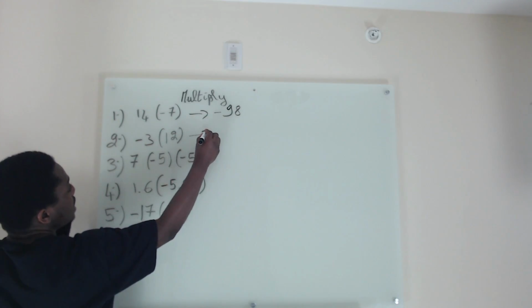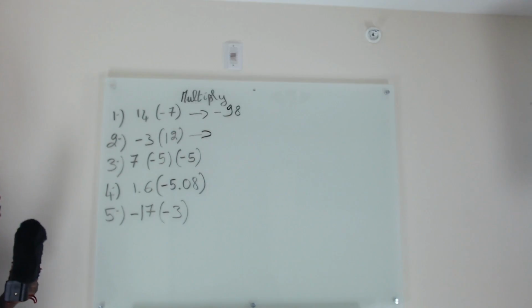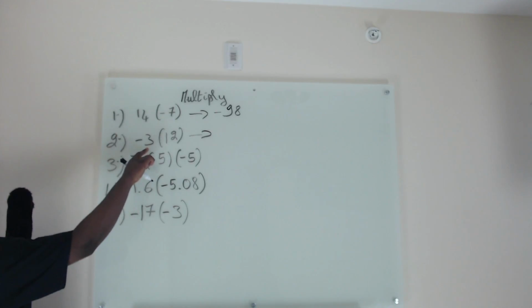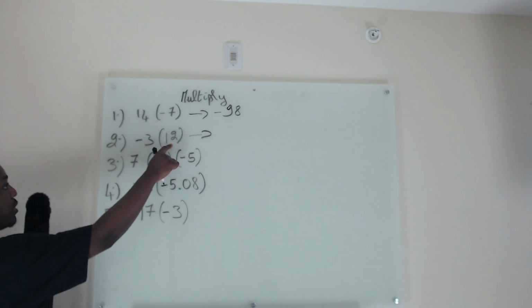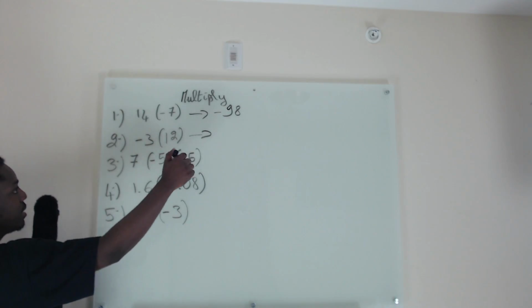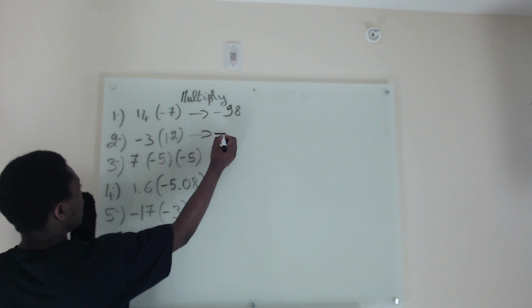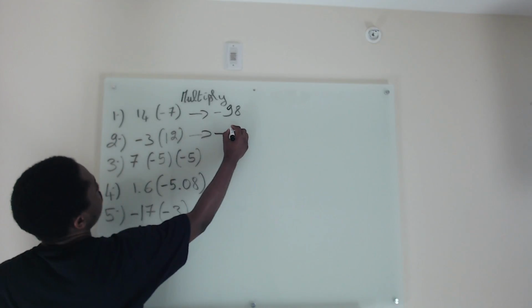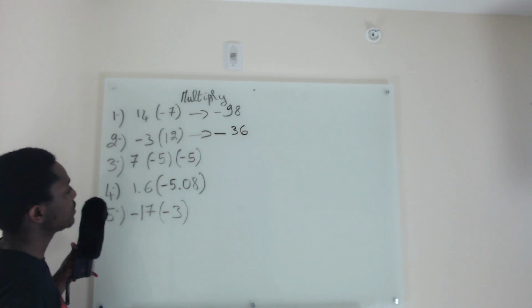Now, for the second one, when multiplying two numbers, we always begin by multiplying their signs. The sign of the number 3 is what? Negative. And the sign of the number 12 is what? Positive. When you have negative times positive, it's always going to be negative. And now 12 times 3 is what? 36. So I put the number 36.